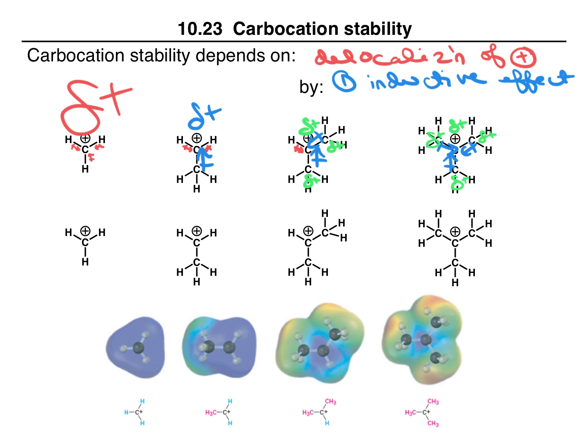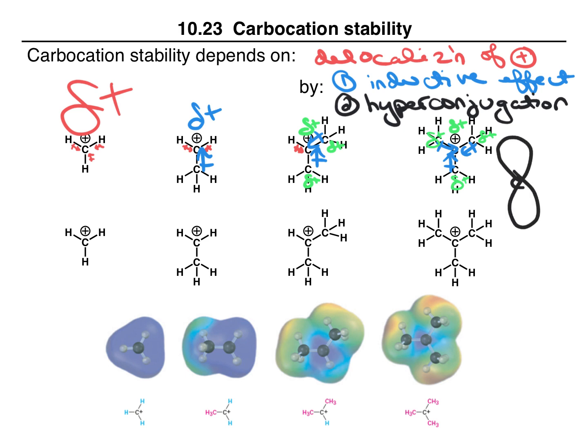Now, the second way that delocalization of a positive charge can occur is through something called hyperconjugation. Hyperconjugation is the delocalization of charge by orbital overlap with an empty p orbital of a carbocation. So let's say here's our carbocation, and here is the empty p orbital.